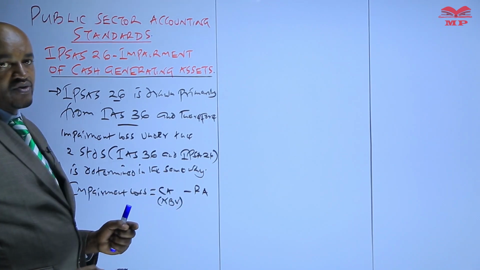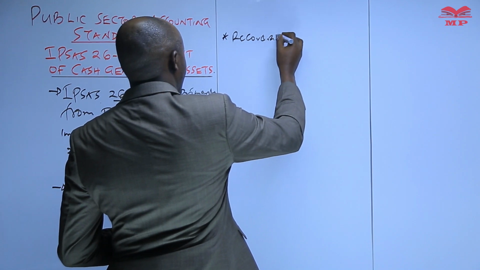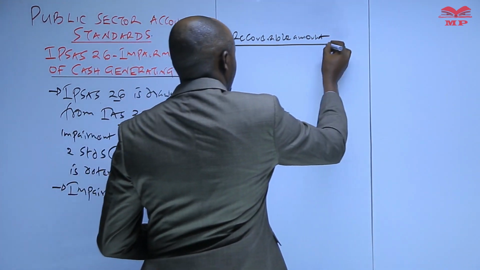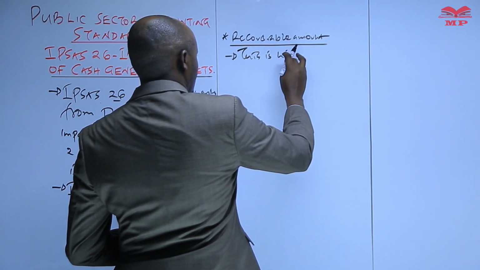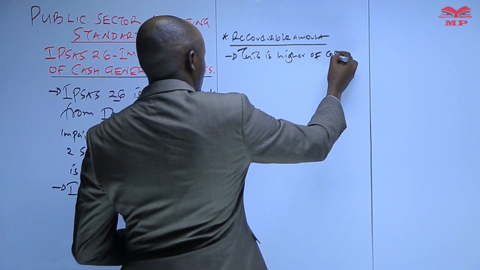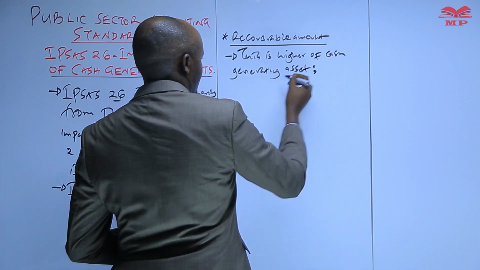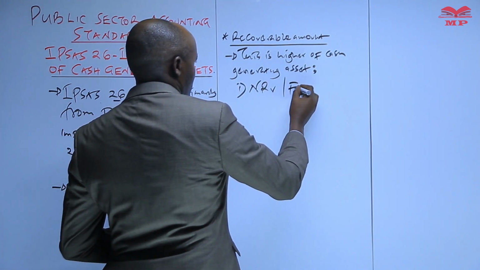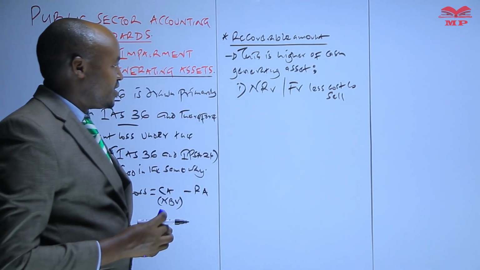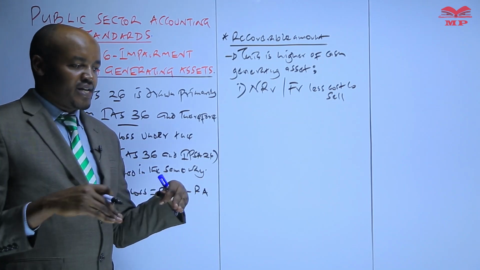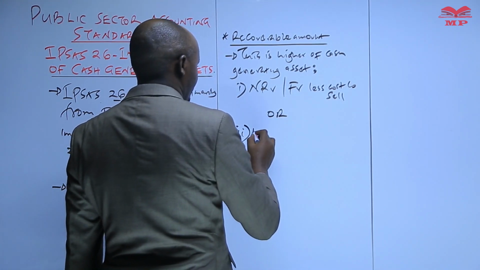We take the cost minus the accumulated depreciation. But what about the recoverable amount? The recoverable amount is defined as the higher of two values, of cash generating assets. Number one, net realizable value, or the fair value less cost to sell. Basically this is the amount the entity will get after selling the asset currently minus the cost which will be incurred in selling that particular asset. We take the higher of that, or the second one, something we refer to as the value in use.